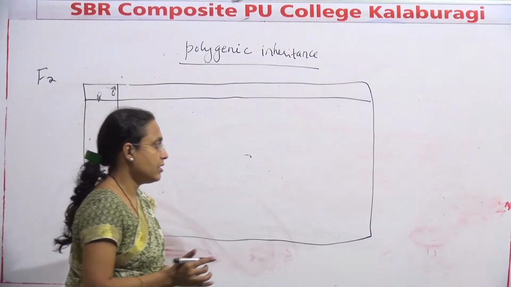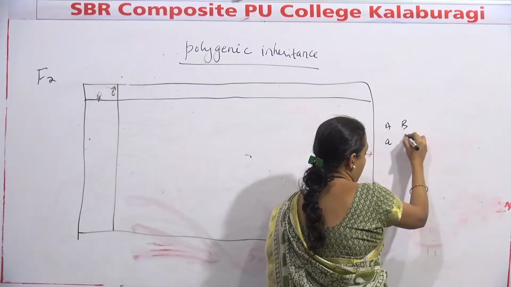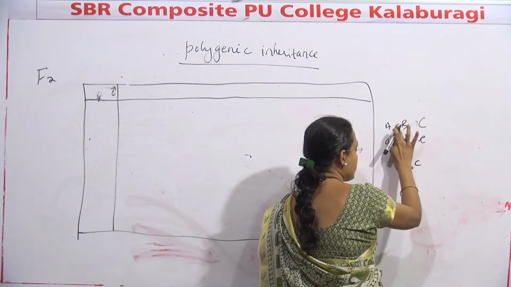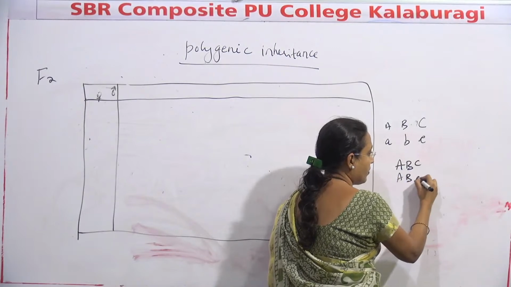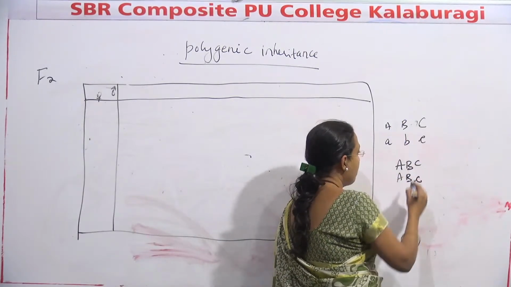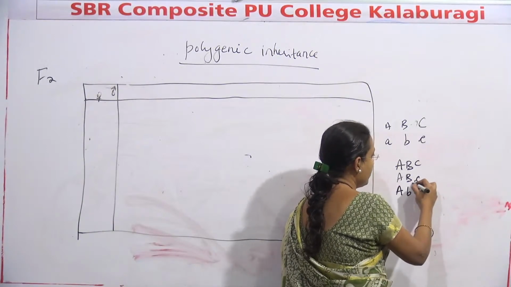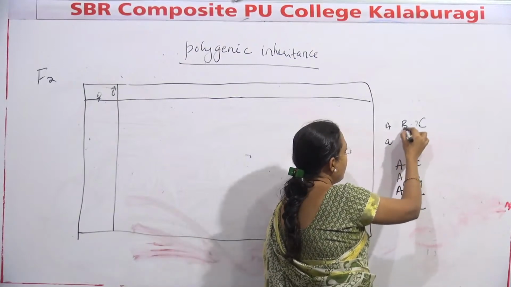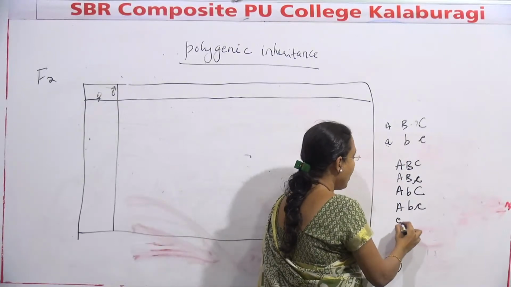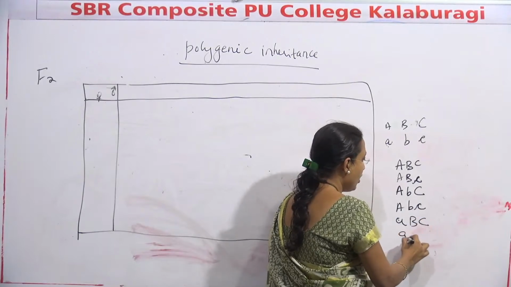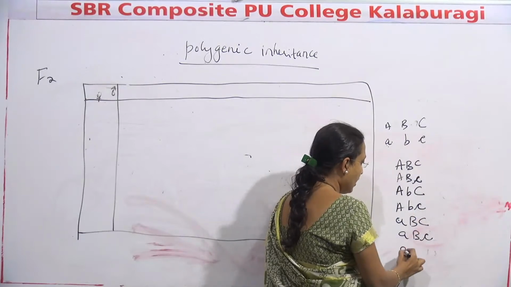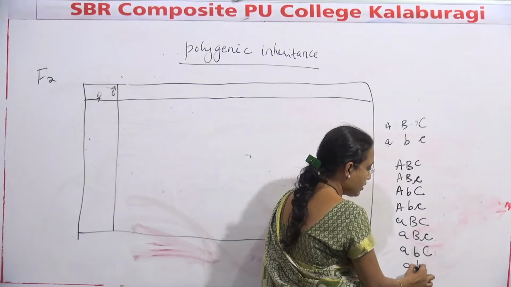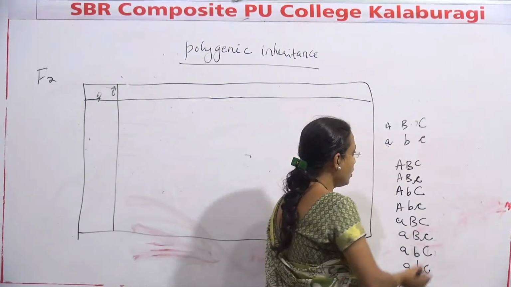What are the 8 gametes? One will be A, B, C. One of the gametes will be A, B and C. Another gamete is going to be A, capital B, small c. Another will be capital A, small b, capital C. Then capital A, small b, small c. And now another 4 gametes will begin with recessive a. So small a, capital B, capital C. Small a, capital B, small c. Then small a, small b, capital C. And finally, all are small.